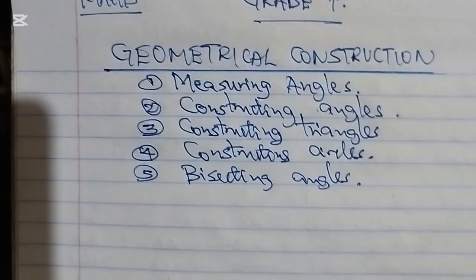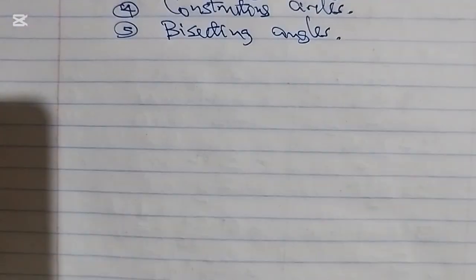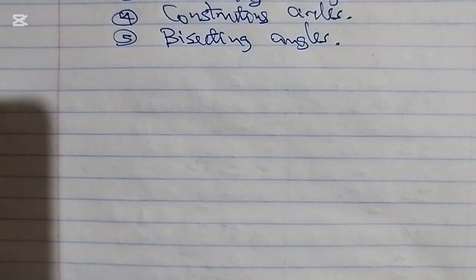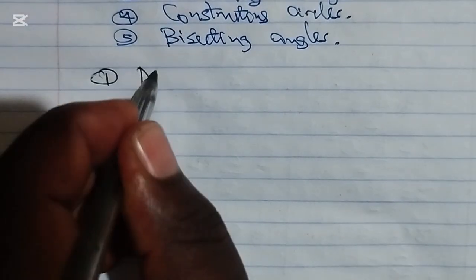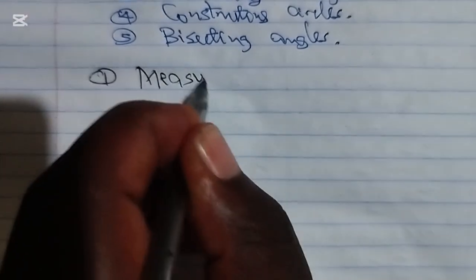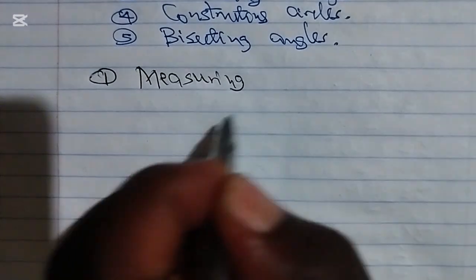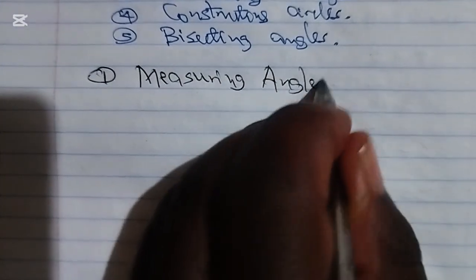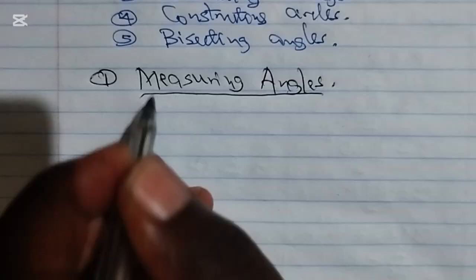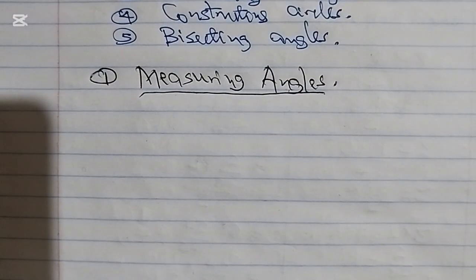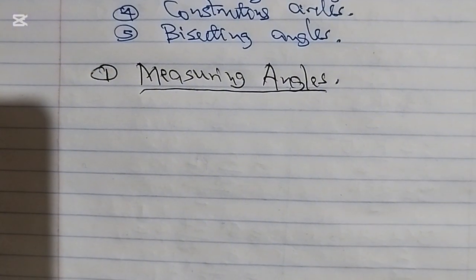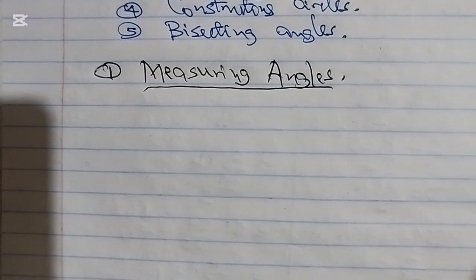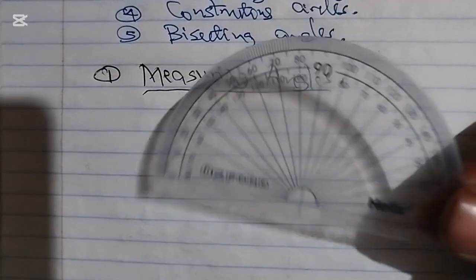So first of all, let us start by looking at item number 1, measuring angles. Let's look at what we mean when we say measuring angles. Now this is not the first time that you hear about measuring angles, and I'm sure you've interacted with it. What we use to measure angles is what we call a protractor.